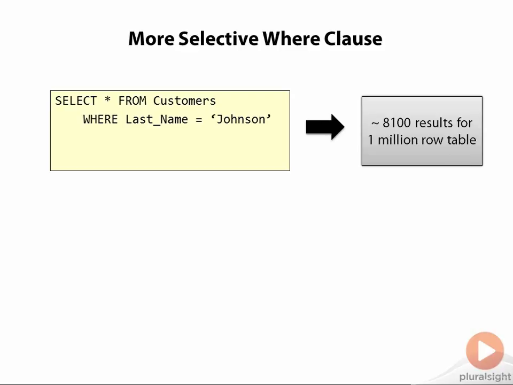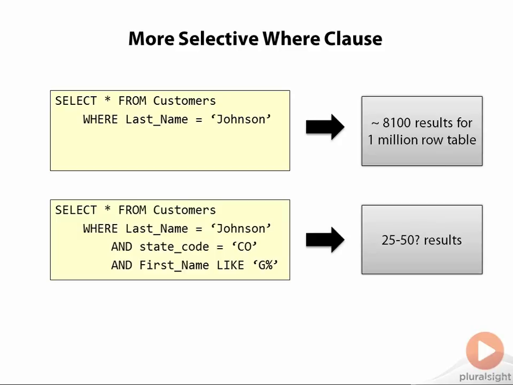If, however, I'm able to provide some more information, like the person I'm looking for lives in Colorado and their first name starts with G, Oracle can use this information to be more selective about the rows it queries from the index. And now I might only get back 25 or 50 results from my index operation. This is more efficient for Oracle, but it will also be more efficient for your user, as they're being presented with 50 or fewer results to look through, not thousands.